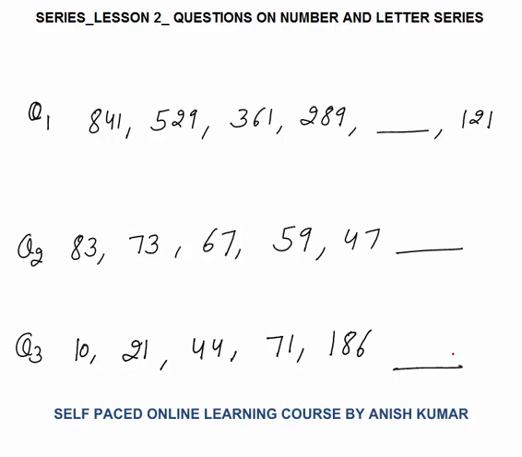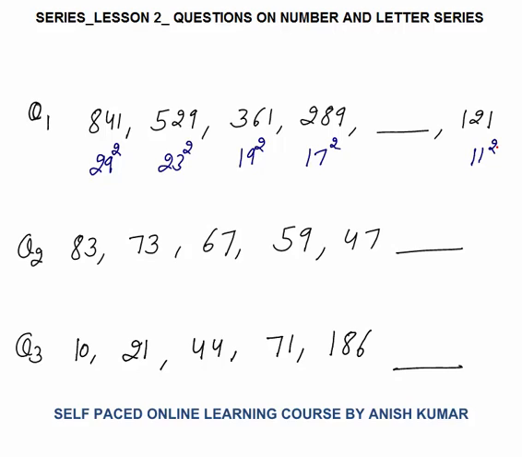Now, first question is 841, 529, 361, 289. What will be this fill in the blanks that you need to calculate? Now, can I say that 841 is 29 square, 529 is 23 square, 361 is 19 square, 289 is 17 square, and this is 11 square? Now, what's the pattern? I told you that in series there are only two types of question. Either you will find the pattern in terms or you will find the pattern in the difference of term.